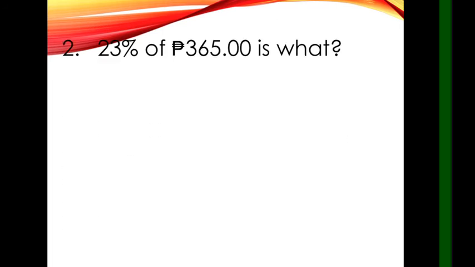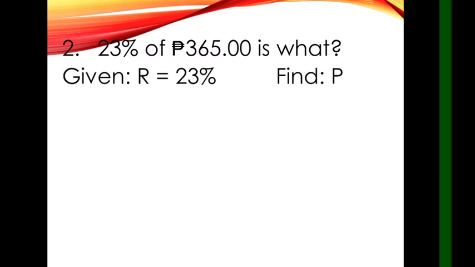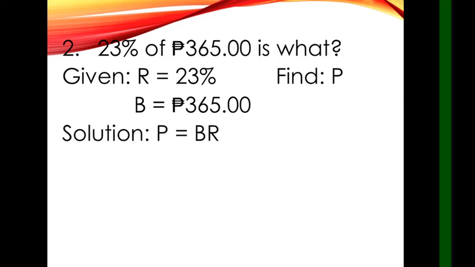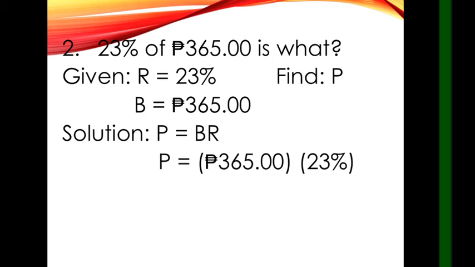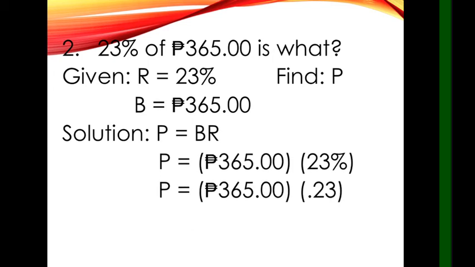23% of 365 pesos is what? Again, we're looking for the percentage or portion of 365 pesos, and that is 23%. So what is 23% of that money? R is 23% or 0.23, and B is equal to 365 pesos. For the solution, we have P equals BR. So 365 pesos times 23% or 0.23, and the answer is 83.95.